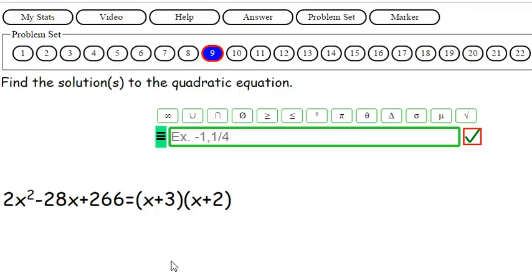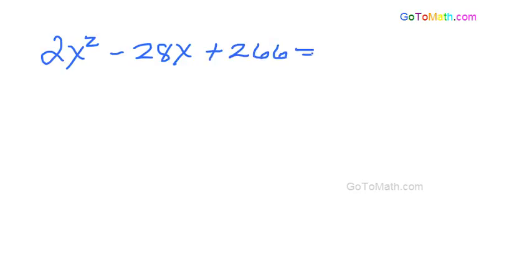It's 28x plus 266 is equal to x plus 3 times x plus 2. Got it. We got it. So we got 2x squared minus 28x plus 266, and that's going to be equal to x plus 3 and x plus 2.